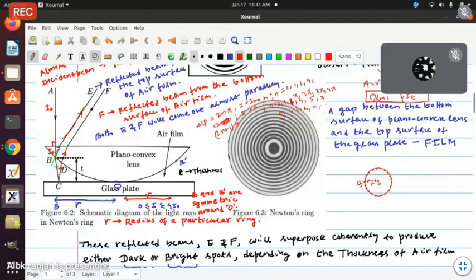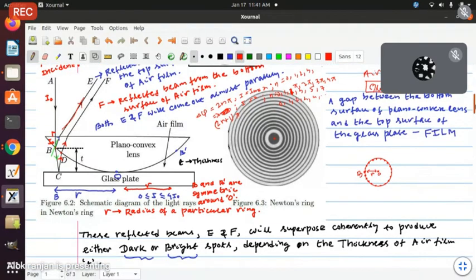But the aim is clear, right? We need to get a relation between the radius of the Newton's rings, namely R, and T, the thickness of the air film, and then link this path difference to 2n pi or 2n plus 1 pi, which are the conditions for maximum and minimum brightness.